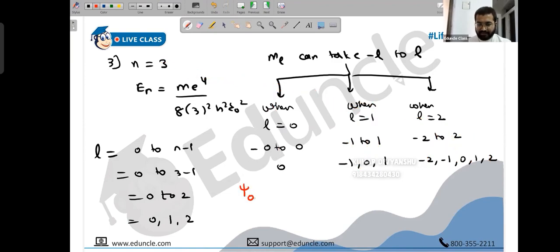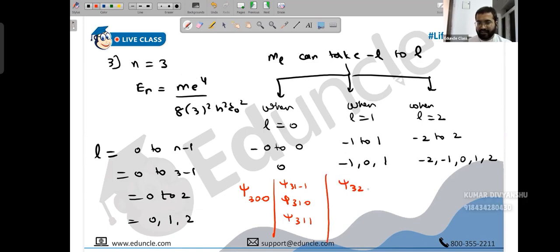What are the possible values? Psi 3, 0, 0. Okay. And psi 3, 1 minus 1. We can write it here. After psi 3, 0, 0, I have psi 3, 1 minus 1, then psi 3, 1, 0, and psi 3, 1, 1 people. And then you have got psi 3, 2 minus 2, psi 3, 2 minus 1, psi 3, 2, 0, psi 3, 2, 1, and psi 3, 2, 2 people. These are the possible states.